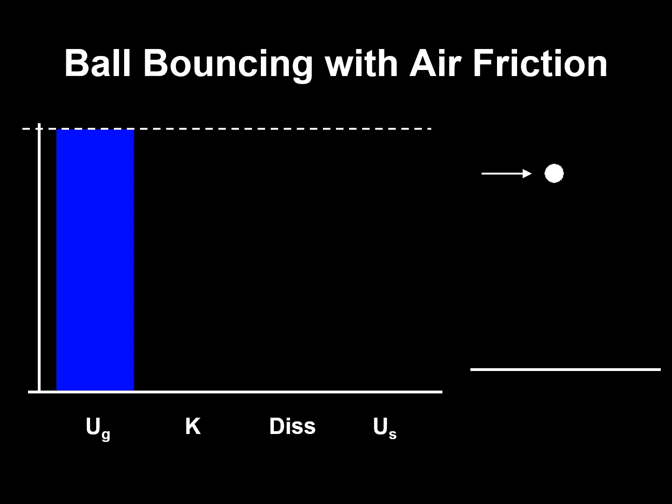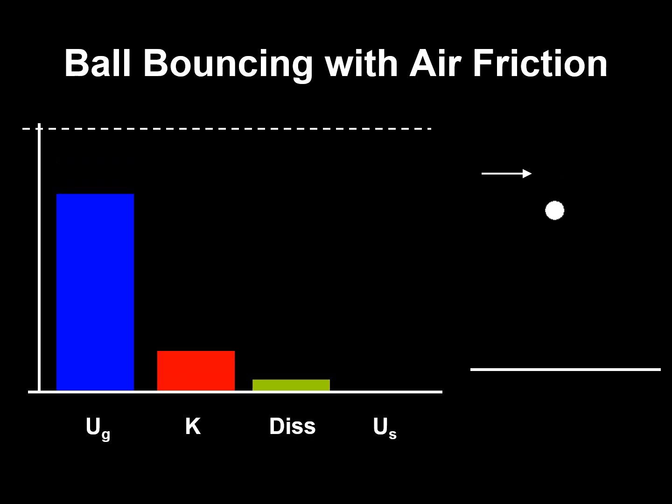All right, so now we have an object that starts from a height, and this is a bouncy object, and there is air friction. So as it falls, we have some gravitational potential energy that converts over to kinetic, but it also converts over to dissipated because we have some air friction. You'll notice this last little column here that we have U sub S. That's referring to spring potential energy.